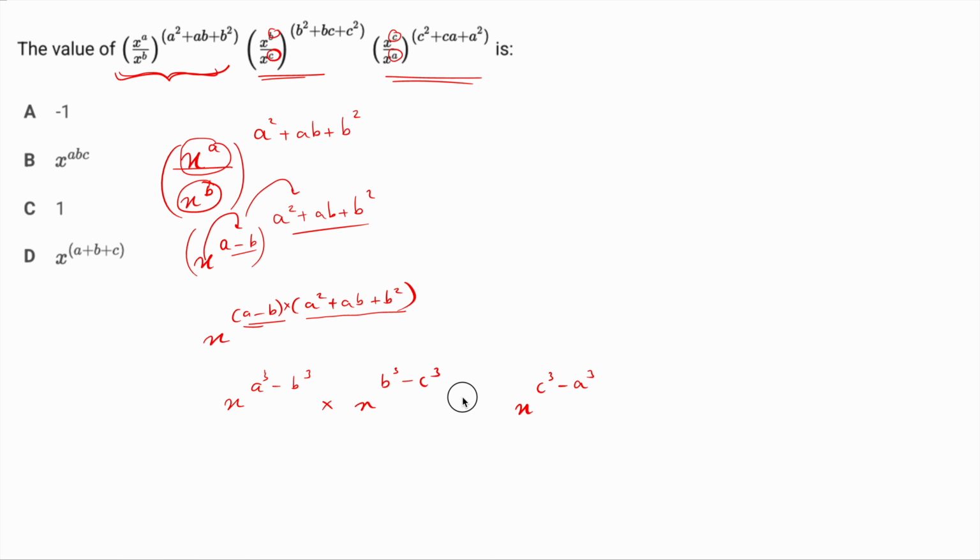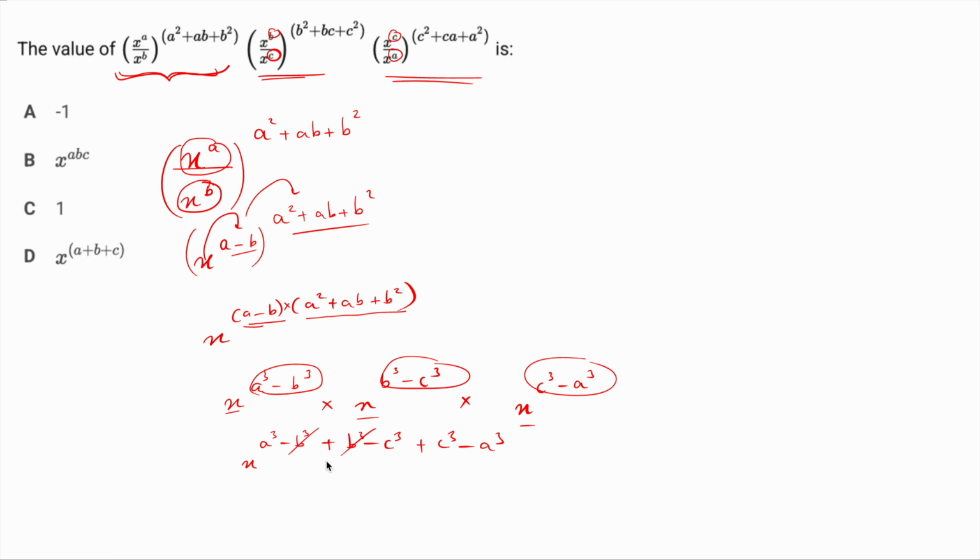Okay. Finally, we are multiplying these three. Once again, the base is the same for all these, that is x. Okay, x is the same, so the powers will effectively get added, right? So the final value will be x raised to a cube minus b cube plus b cube minus c cube plus c cube minus a cube.